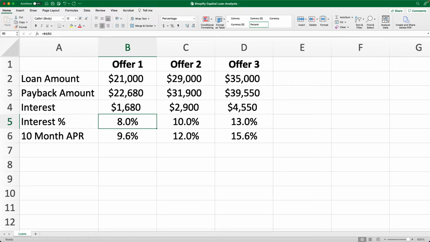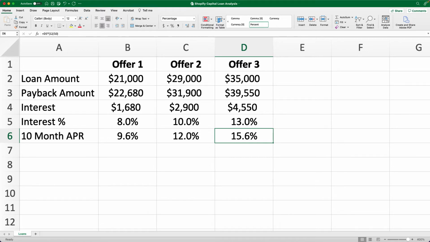So you can see the more that you're taking out, there's more risk, and therefore the interest rate is higher. I have assumed, let's say, a 10-month payback. This is what the effective APR, annualized percentage rate, would be. Now, in reality, based on the velocity of your store, you're probably going to pay these back faster, and so your APR could effectively be higher. So you've got to consider that. These are not cheap loans.